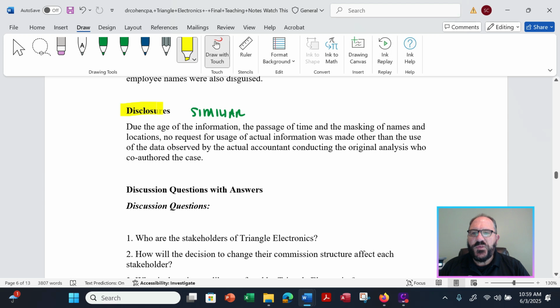Disclosures, the same type of thing. It's going to be similar. Due to the age, now just remember, you can't write the same thing. You've got to completely rewrite it.